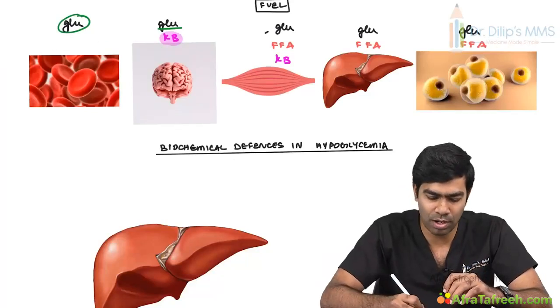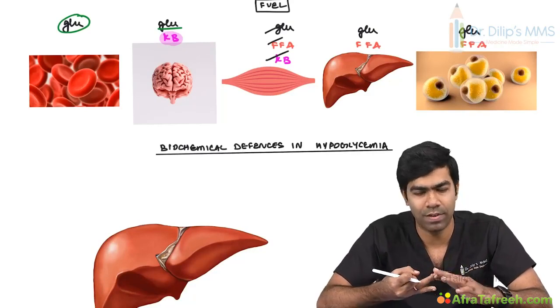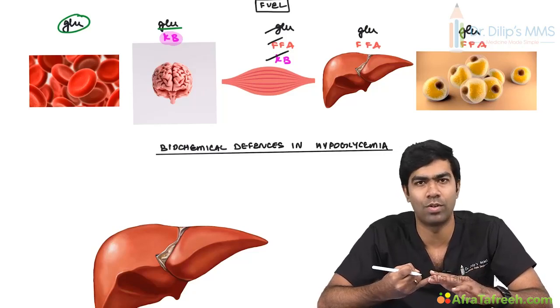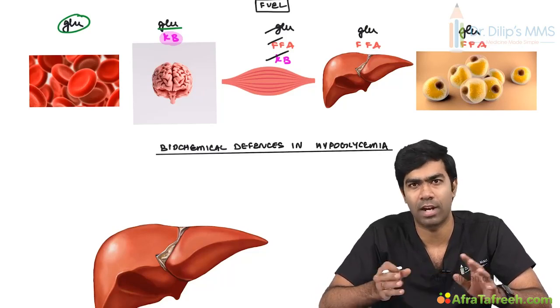But muscle is the only organ which can utilize all 3 different types of fuel: glucose, free fatty acids, as well as the ketone bodies. RBCs can utilize only glucose. Liver and adipose cannot use ketone bodies, and brain cannot use free fatty acids.